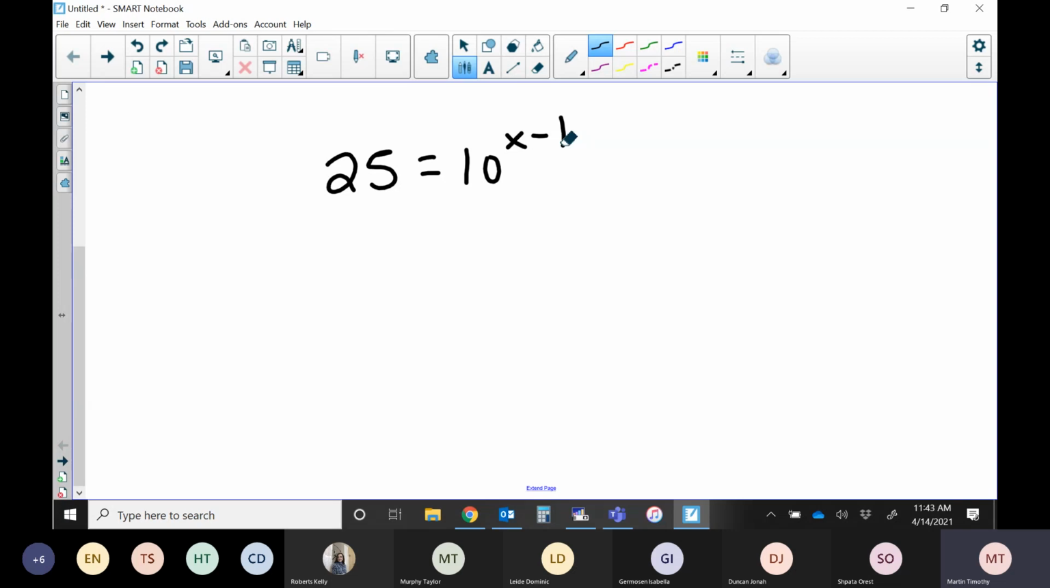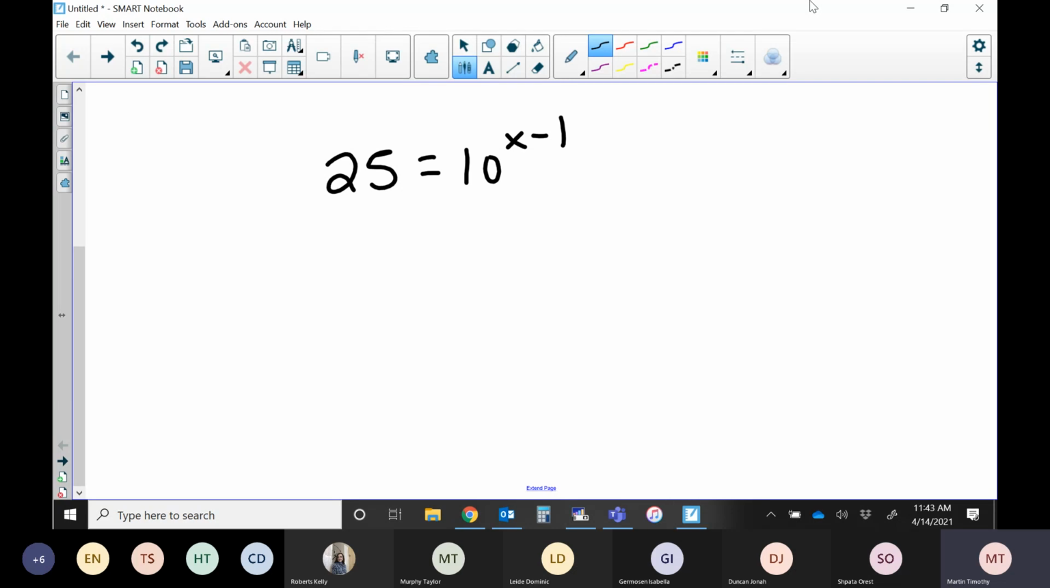Can you solve for the x in this question right now the way that it's written? Do you know how to pull the x out of the exponent? No. But what do we know how to change this to? What form is this in? Exponential. Can we change it to log? Okay, what would be the log?